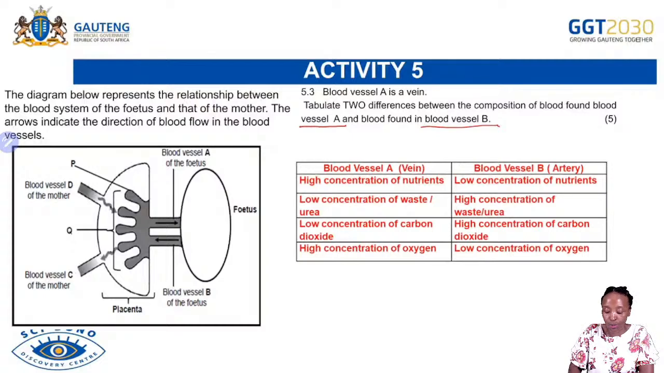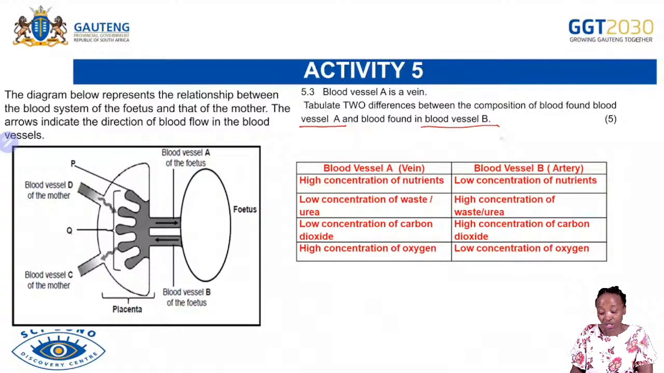So this is what you do. You write your blood vessel A, blood vessel B. You see what this answer did? The examiner here did not write umbilical vein and umbilical artery, because this instruction says between blood vessel A and blood vessel B. So your headings are blood vessel A and blood vessel B. That is what is expected.